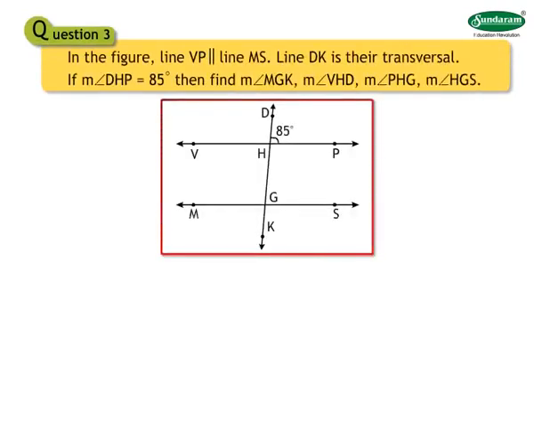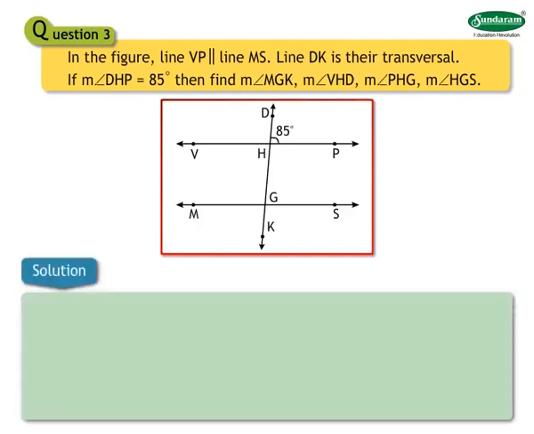Question 3. In the figure, line VP is parallel to line MS. Line DK is their transversal. If measure of angle DHP is equal to 85 degrees, then find measure of angle MGK, measure of angle VHD, measure of angle PHG, and measure of angle HGS.